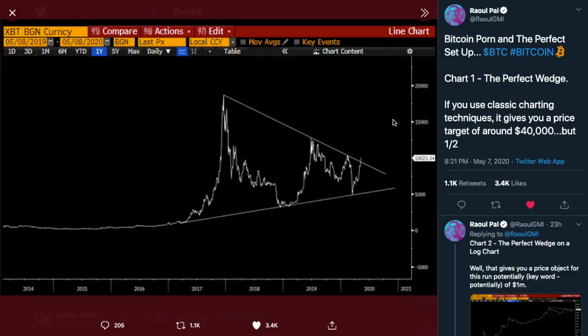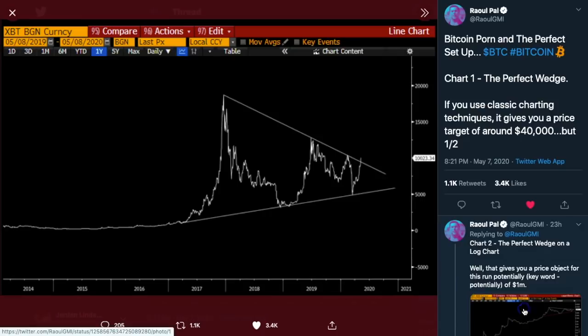Sure enough. All right, listen, look what Raul is pointing out over here. This is a chart of Bitcoin. You're looking at a perfect triangle, and it's breaking out on his chart. That's on the Bloomberg. Mine on Bitstamp is not yet breaking out. The breakout will be around 10,400, right around that level right now. But he says this gives you a price target of around $40,000 using a classic charting technique.